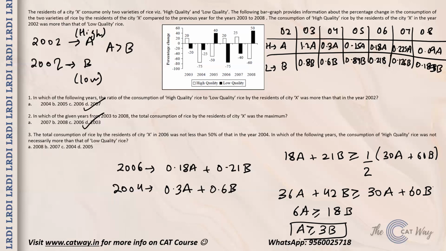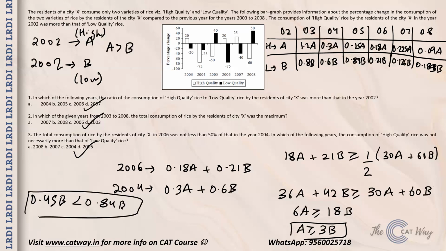Then definitely our answer is 2005, because here you see 0.15a. Now you write a as 3b, so it will be 0.15 times 3b. So 0.15 times 3 will take you to 0.45b, which is not more than 0.84b. The minimum value of a is 3b, but it could be 100b as well. It just says that a is greater than or equal to 3b, so a could be equal to 100b as well, but the minimum possible value is 3b.